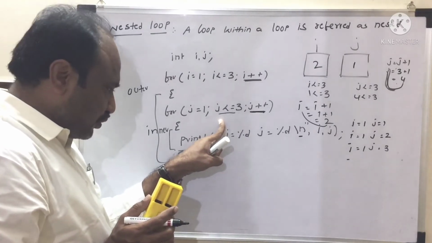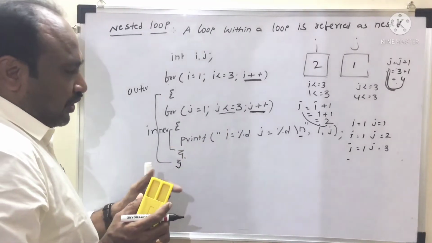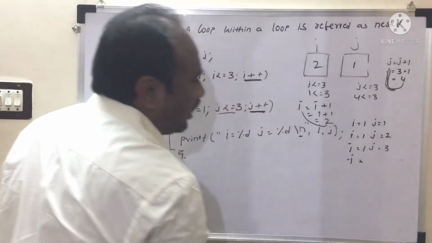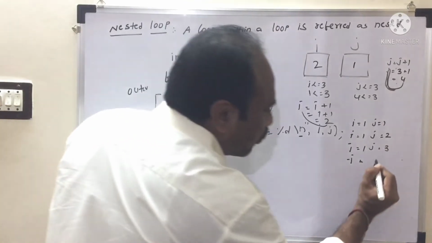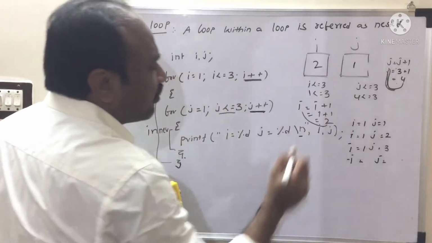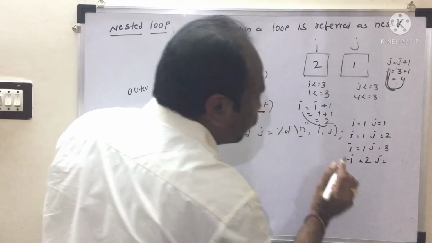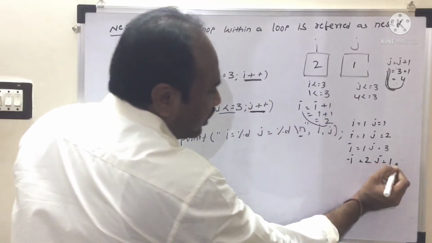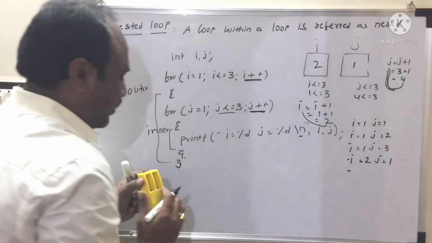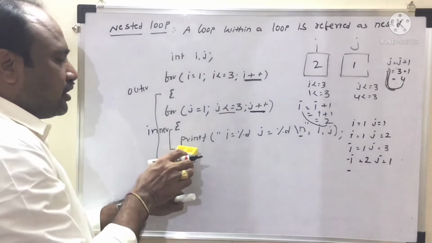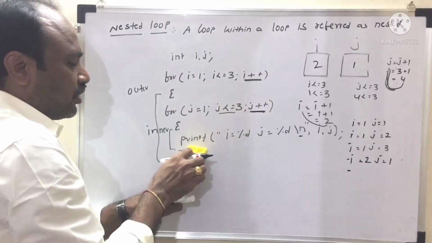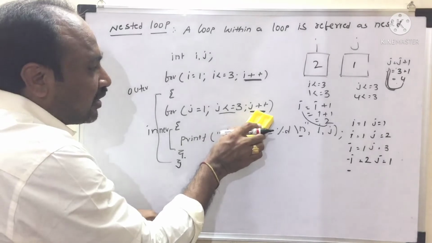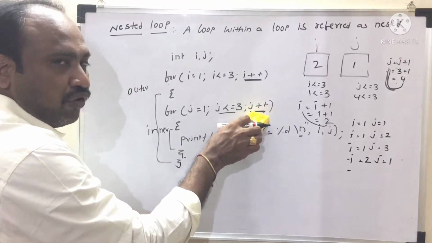If the inner for loop condition is true, go here. Printf i equal to percent d, integer; j equal to percent d, integer. What is the value of i? i value 2, j value 1 printed. Because of using \n, the cursor is moved to the next line. Again, what? For loop close. Inner for loop close. When the inner for loop closes, go to the increment and decrement part of the inner for loop.